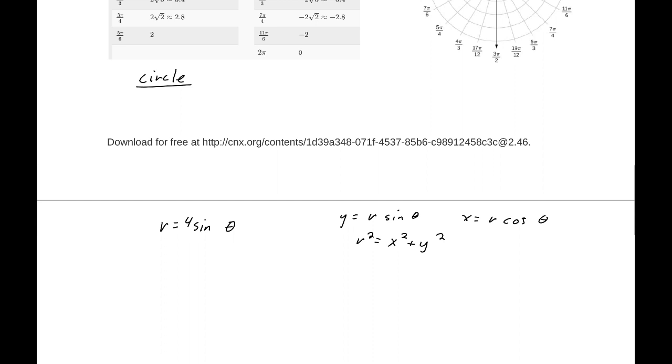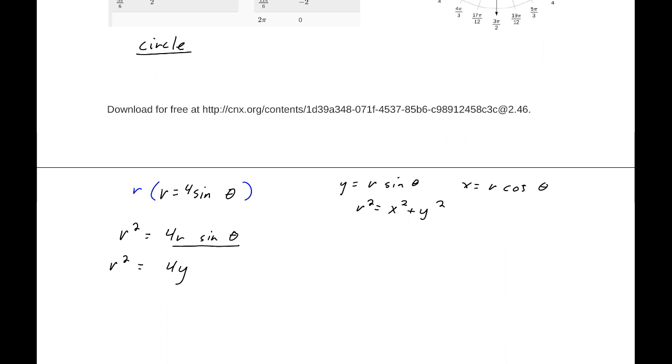So to begin with, I'd really like to make this equation in the form of r squared. That would be great. So I'm going to multiply the whole equation by r, so that I get r squared equals 4r sine theta. Now if you notice, I now have r sine theta, which I can say is y. So this is r squared equals 4y. Well, r squared is x squared plus y squared equals 4y. There's my equation. Now, some more algebra.